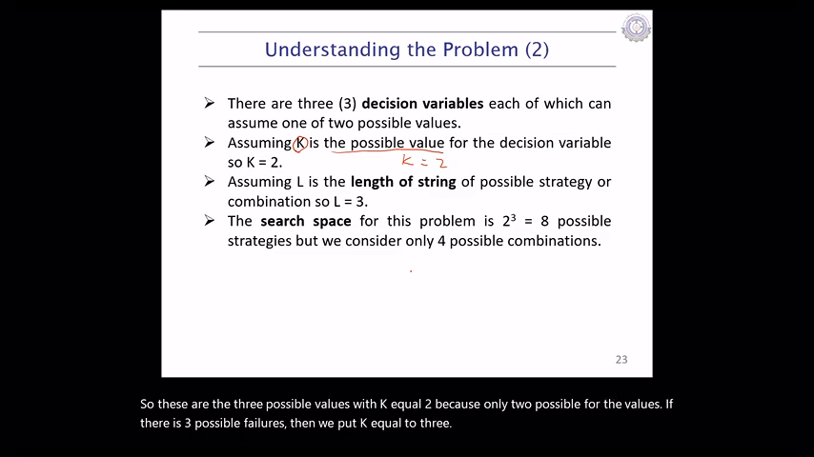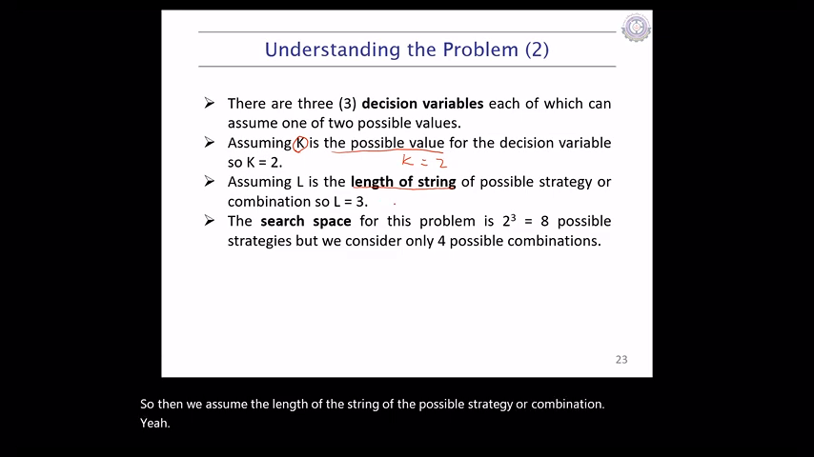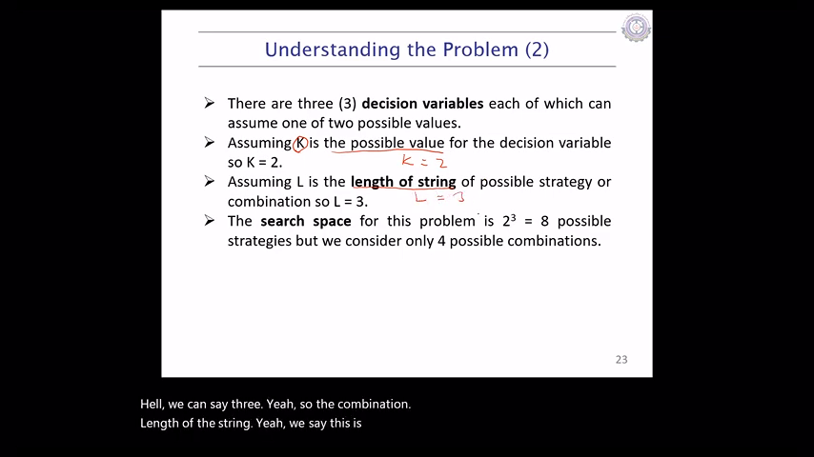Assuming L is the length of the string of the possible strategy or combination, L we can say is 3. So the length of the combination string is 3. Okay, so the search space of this problem is 2 power 3, that is k power L, equal to 2 power 3, equal to 8.